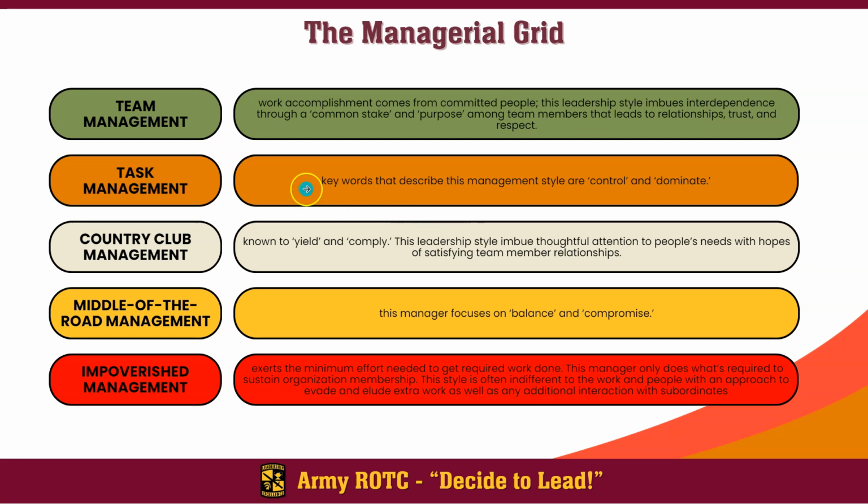Task management, the key words that describe this are just control and dominate. Don't care about the people, just get this stuff done right here, right now. And this team management, where we want to be, the work accomplishment actually comes from committed people. This style really depends on that interdependence through a common stake and purpose among their team members. So they believe that we're all one team here. And it leads to relationships, trust, and respect overall.